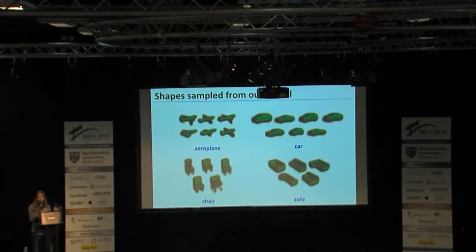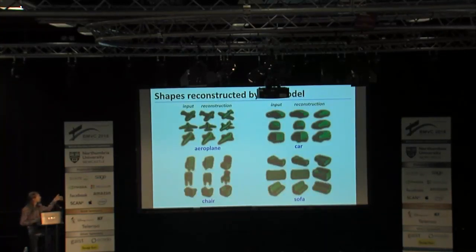So these aren't reconstructions now, they're just samples drawn from the learnt prior model by drawing a Gaussian Z. And we see that in each case, the model produces quite realistic samples for each class, and also they're diverse. So for example, for sofa, we have both straight and right-angled sofas. For aeroplane, we have both delta wing and straight winged. And yeah, we can also look at reconstructions then.